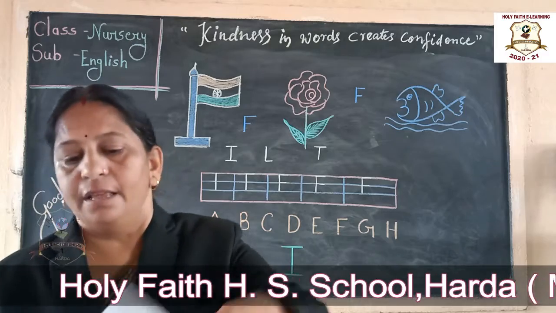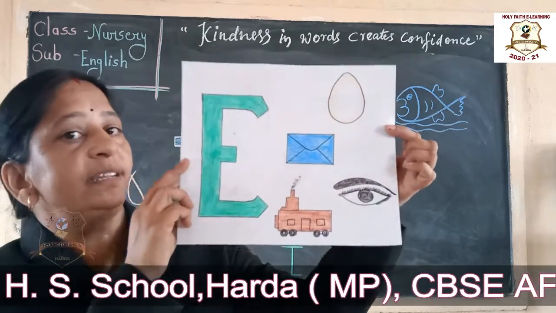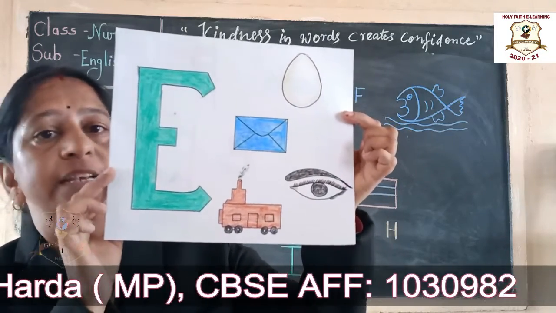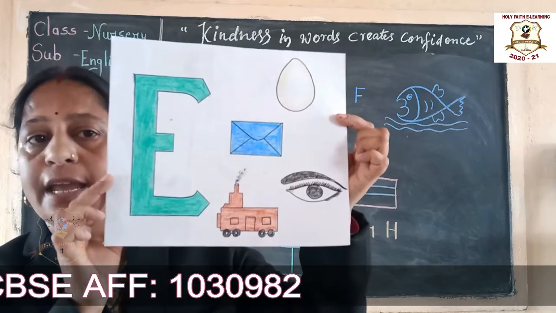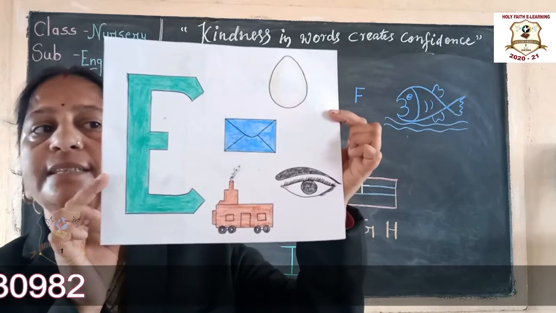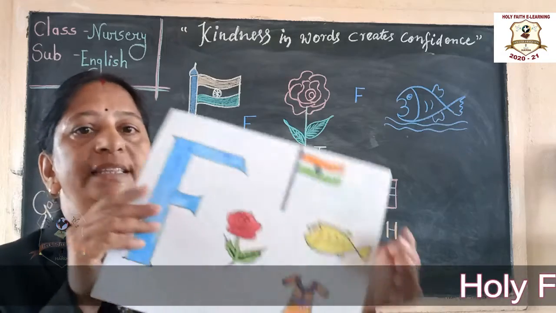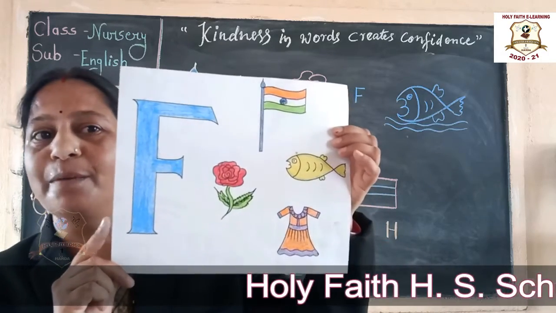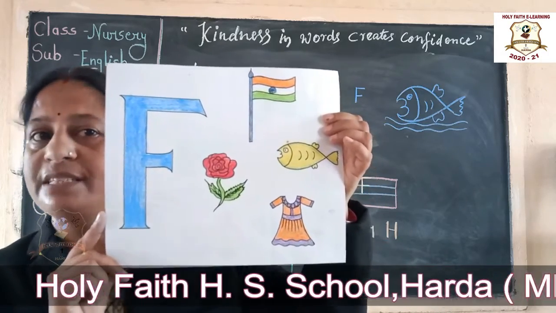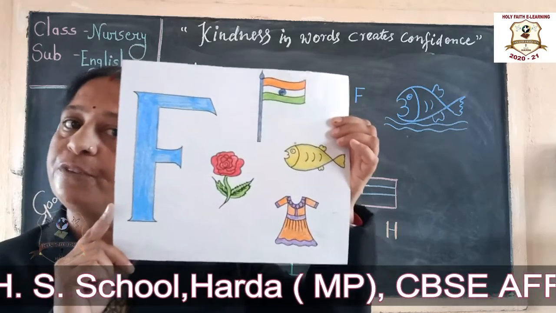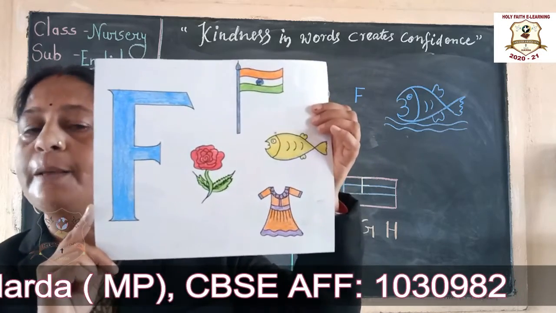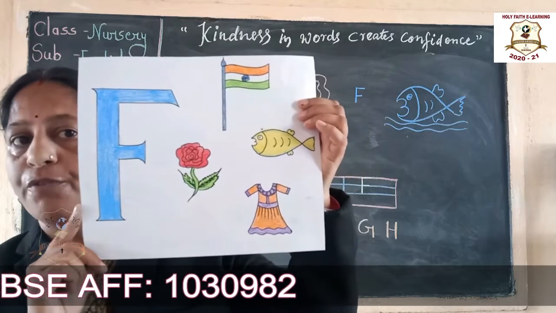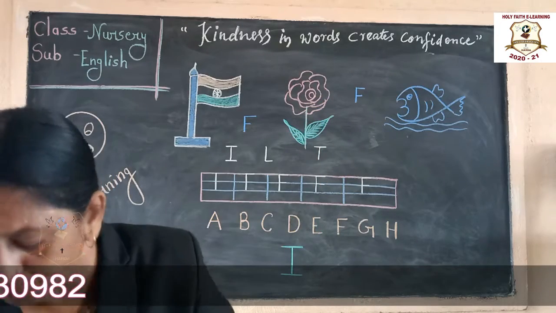Next is E. Which letter is this? E. And sound of E is A. And this? Yes, aaj padhaya humne F. Which letter is this? F. And sound of F is F.